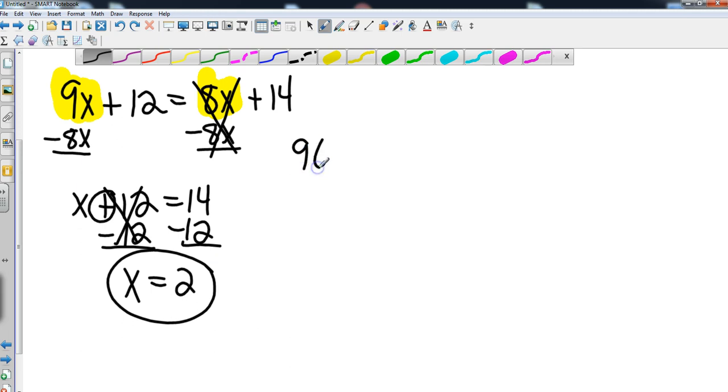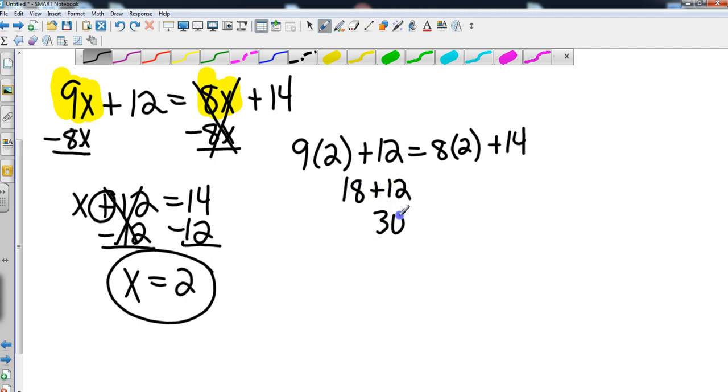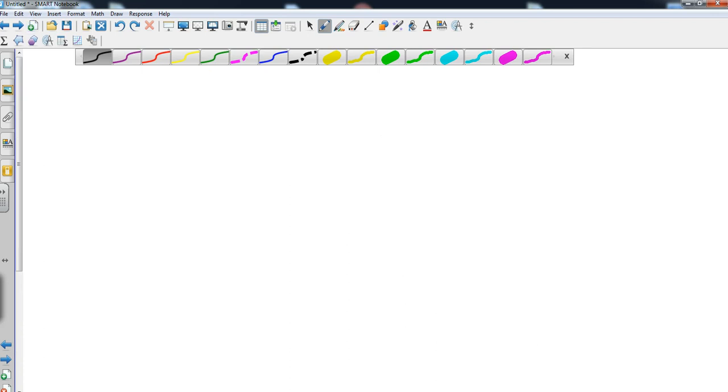Well, if I take 9 times 2, and then 8 times 2, then in the check portion, this is going to be 18 plus 12, which is 30. This is going to be 16 plus 14, which is 30. That is the only number that will come out checking it properly. So now let's look at the two other ones that we spoke about. I'm going to have one that comes out to be no solution, and I'm going to have one that comes out to be infinite solutions.